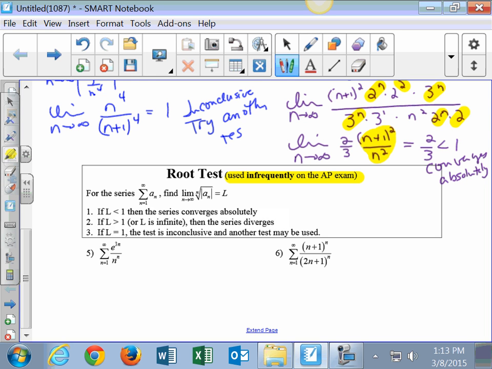Looking at this one, it says for the series, the summation as n goes from 1 to infinity of a sub n, we find the limit of the absolute value of the nth root of a sub n, and we find out what that is, our L value. If it's less than 1, then the series converges absolutely. I'm just reading the box here. If L is greater than 1, or if L is infinite, then the series diverges. And once again, if L is equal to 1, we picked the wrong test basically. The test is inconclusive and we need to find another test. Okay, so looking at number 5.